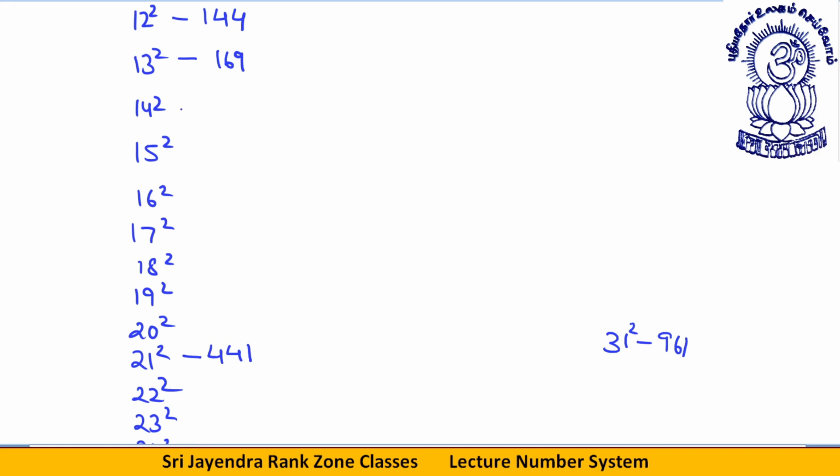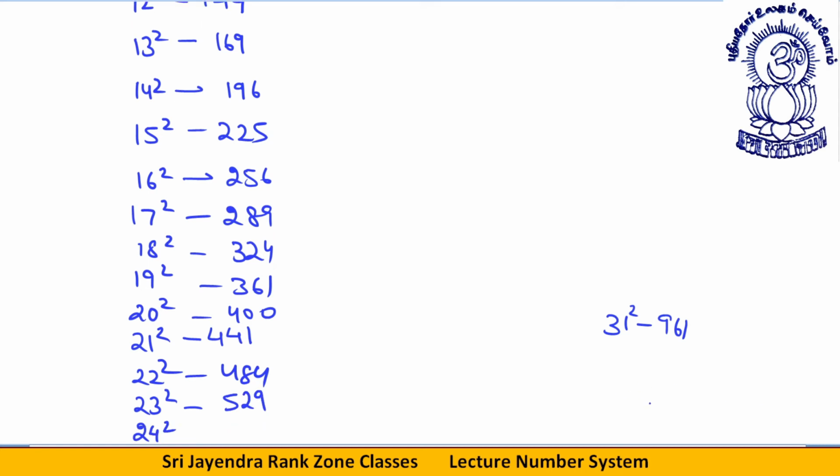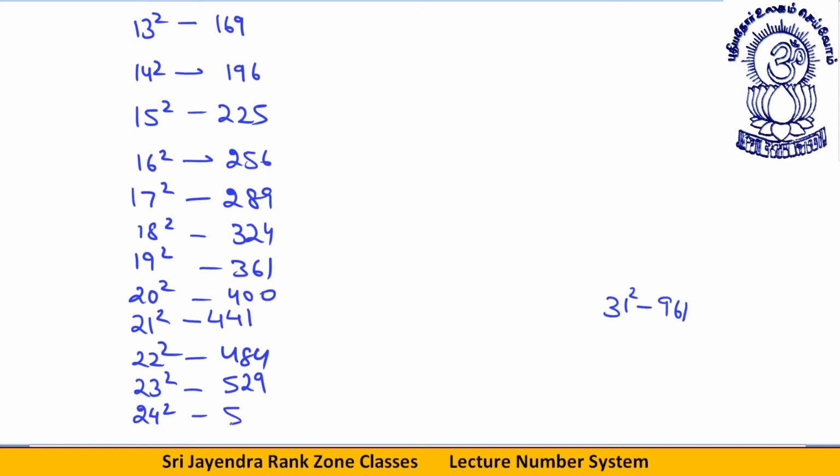Okay. 14 square, 196. 15 square, 225. I solve these questions regularly. I am very thorough with the squares. I will tell you the shortcuts also for this. Okay. 324, 19 square, 484. 576. Very easy thing. 26 square will be, see, this is 576. This is 100 more. This will be 676.